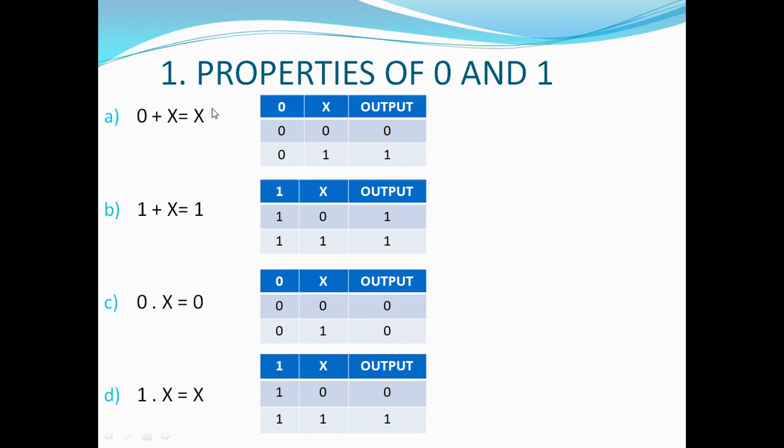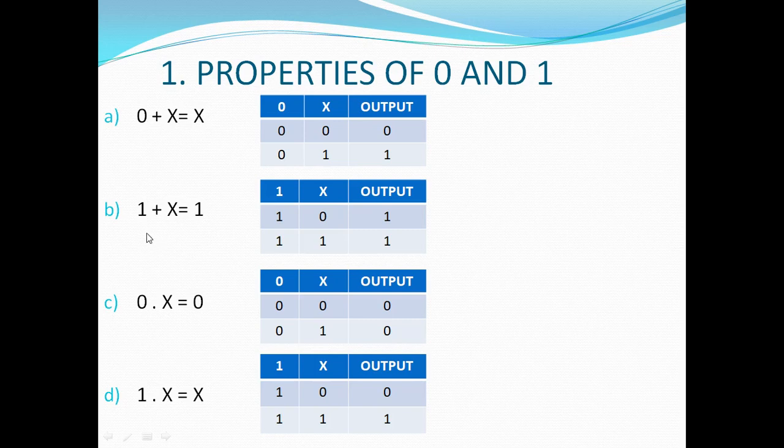Suppose we are making a truth table to prove this property. We have made a truth table where one input is 0, and second, we have taken x. x can be either 0 or 1, so two possible values of x are there. Now whenever this x is added with 0, 0 plus 0 is 0, which is similar to the input x only. Here also, if x is 1, 1 added with 0 always gives 1. That means the input only. So we can compile this truth table and we can say that 0 plus x is equal to x. This is proved using this truth table.